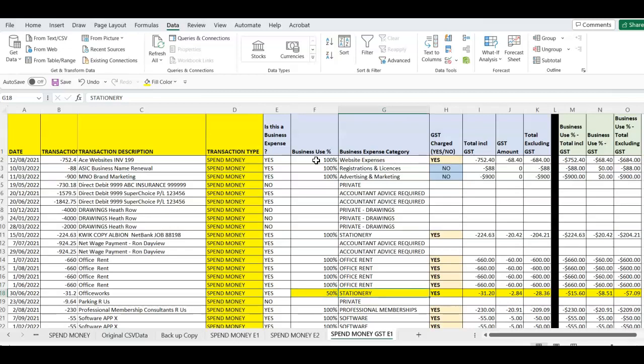If it does get a bit too much working through this sort of activity, one scenario is to just stick to completing the blue columns. Don't worry about applying the business use percentage to the total transaction amount, the GST amount, and the total excluding the GST, and perhaps then get the accountant to help out from there.